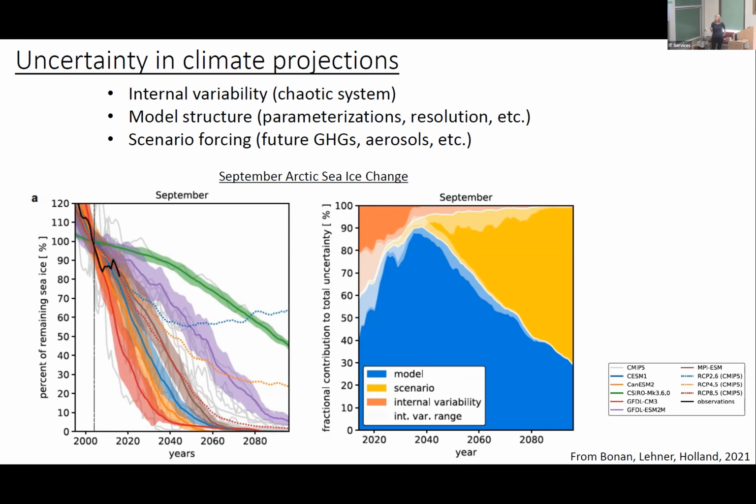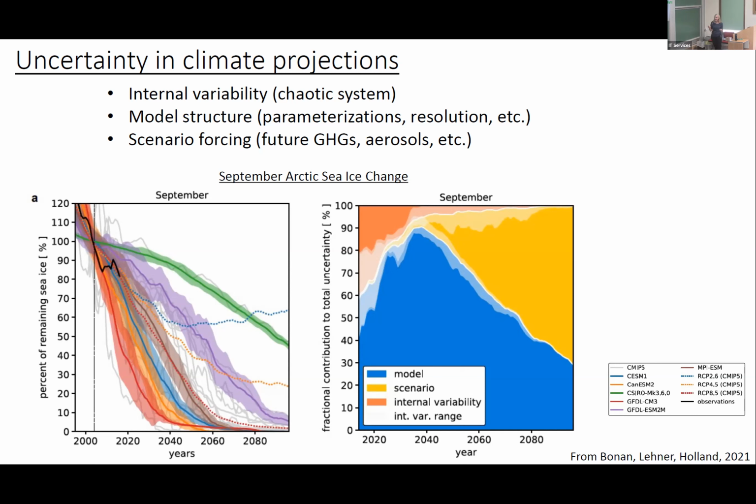This shows one example from a recent study looking at uncertainty in September Arctic sea ice cover. So what you see on the left is a time series from six different multi-model, large ensembles. So the colored lines are individual large ensembles from individual models. The spread around those lines are basically the spread across the large ensembles. And this is showing the percent of sea ice remaining in the Arctic Ocean from those different model simulations. The dotted lines are showing the CMIP5 multi-model ensemble means for different scenario forcing.